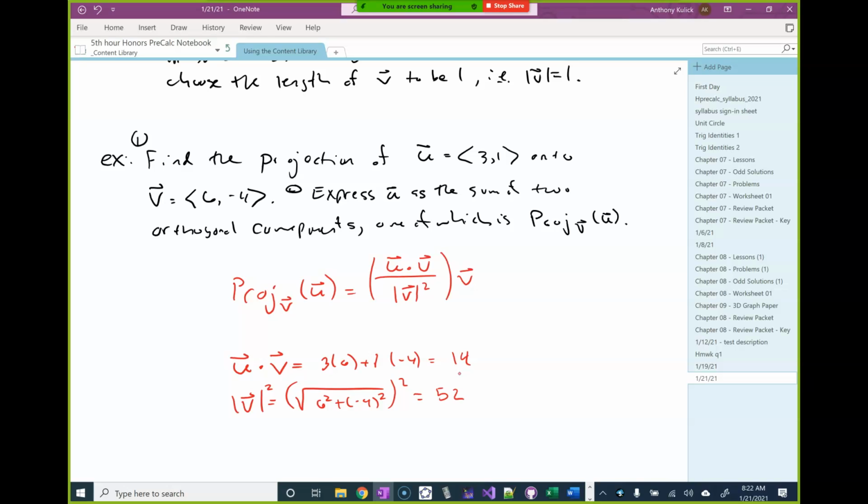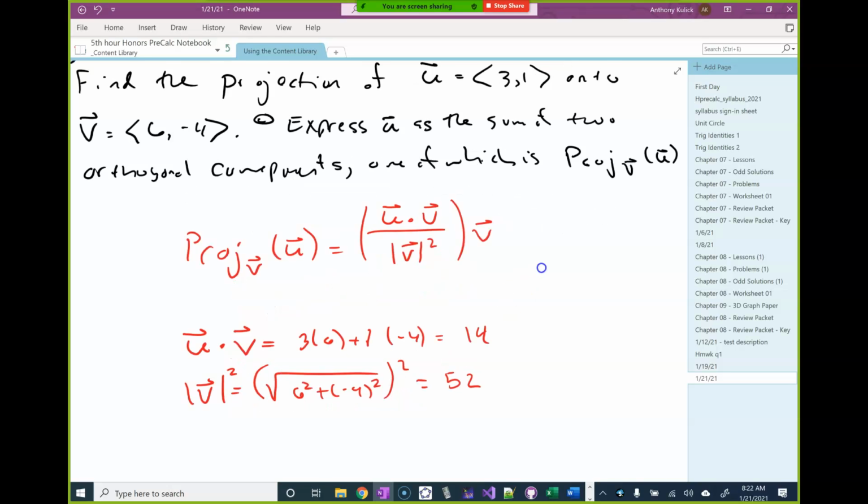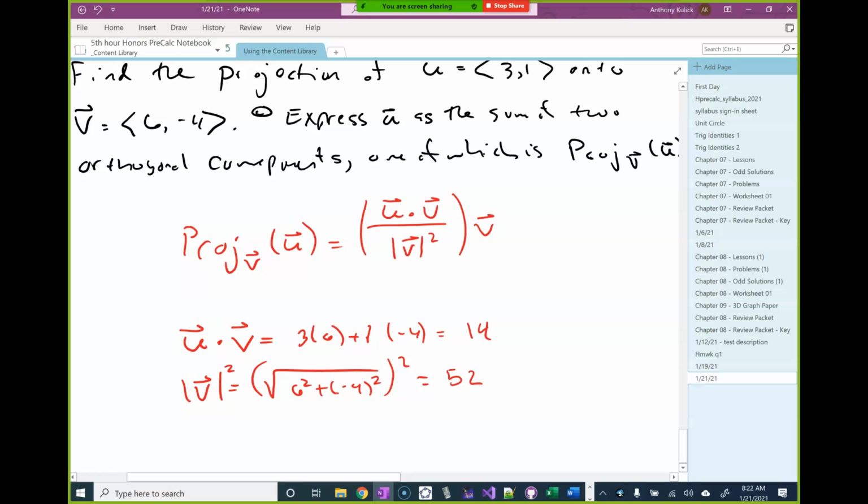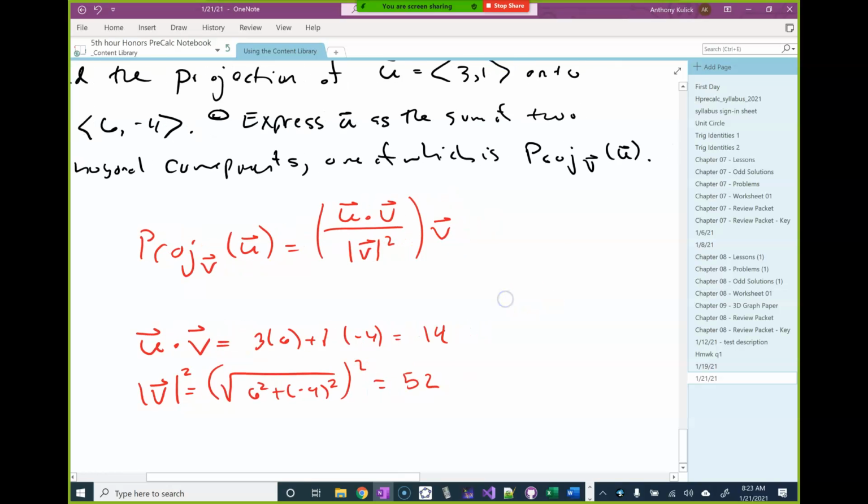Ben? 6, it's in parentheses. Make that a little bigger, probably easier to read that way. So when we plug this into our formula, I have 14 over 52 times (6, negative 4).